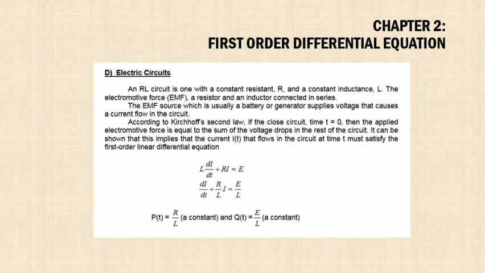According to Kirchhoff's second law, in the closed circuit with time t equals 0, the applied electromotive force is equal to the sum of the voltage drops in the rest of the circuit. It can be shown that this implies that the current I of t that flows in the circuit at time t must satisfy the first order linear differential equation L di over dt plus Ri equals E. Then we divide the differential equation by L, and we have di over dt plus R over L times I equals E over L. P of t is R over L, a constant, and Q of t is E over L, also a constant.